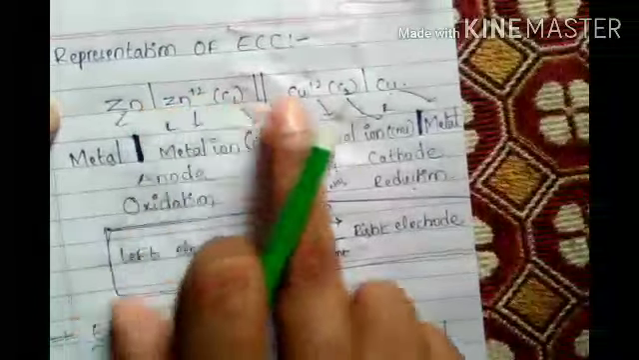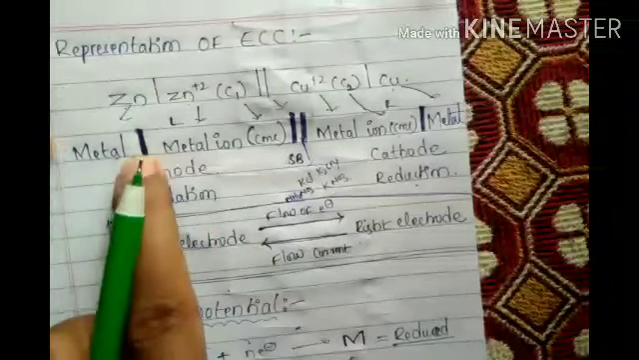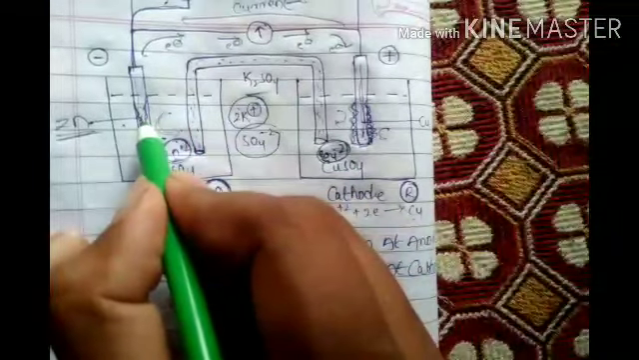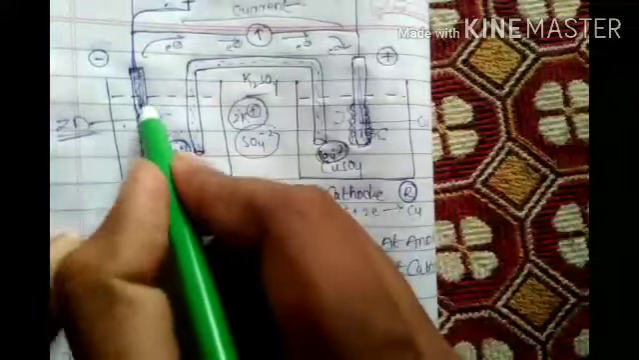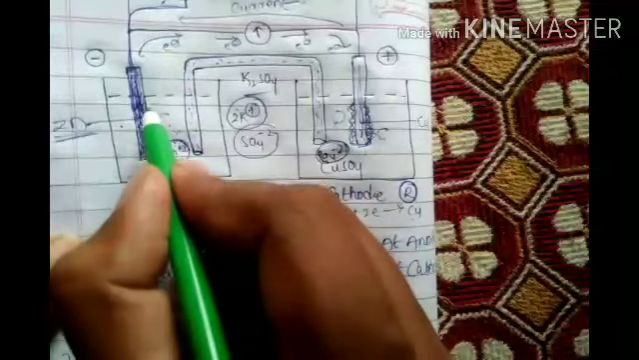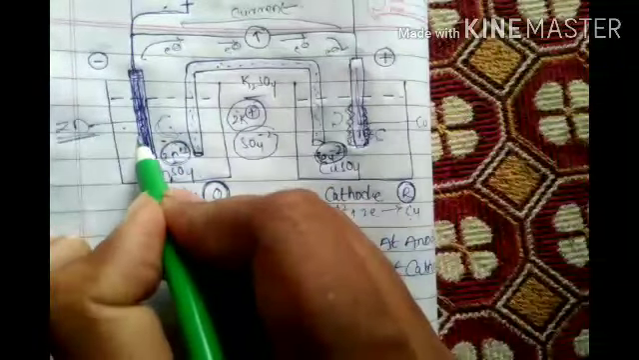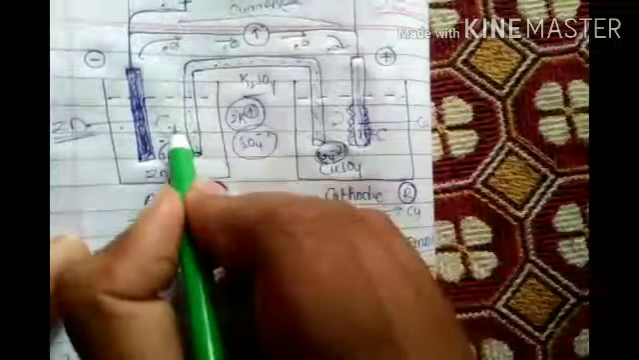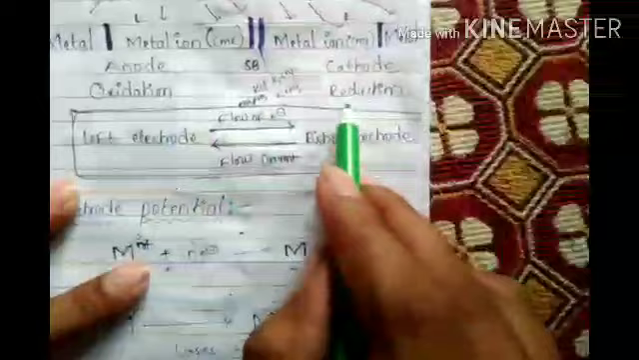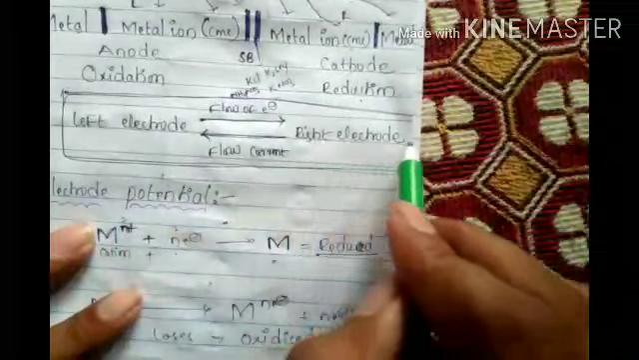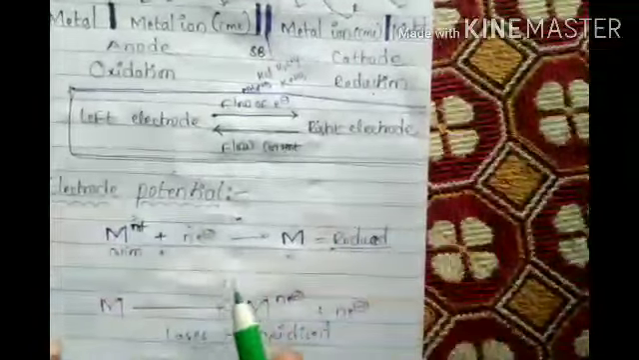Representation of an electrochemical cell. A single line means this is the metal rod, this is the solution, and here this layer is a single line. But this one is a double line. The salt bridge is a double line. This line. Okay, so this is anode, cathode, oxidation, reduction, left electrode, right electrode, flow of electrons, flow of current, and electrode potential.